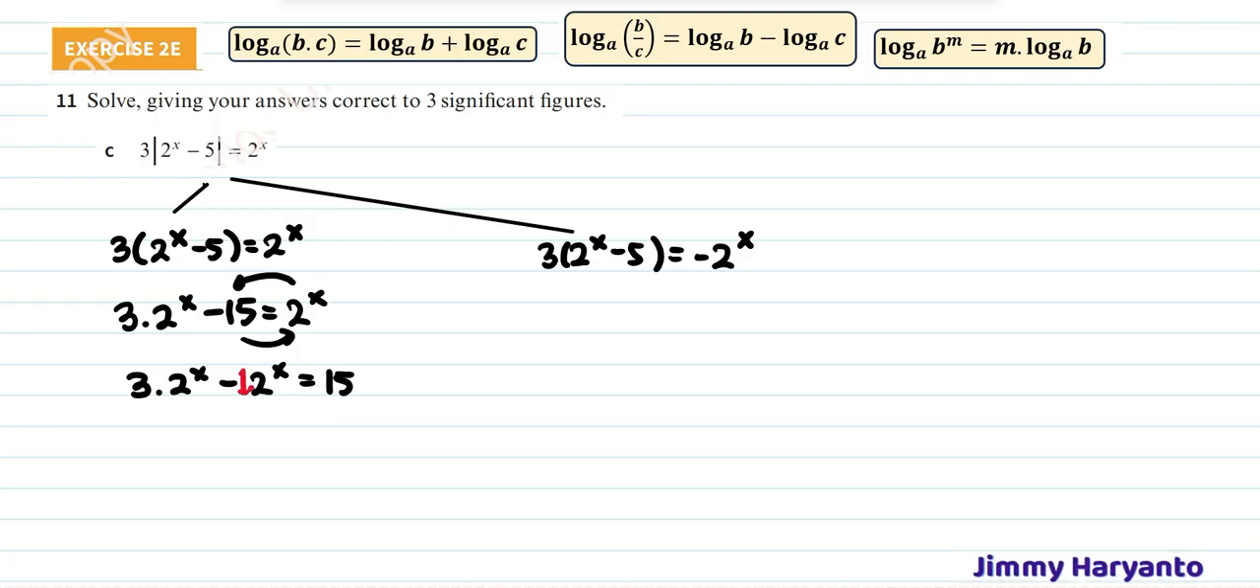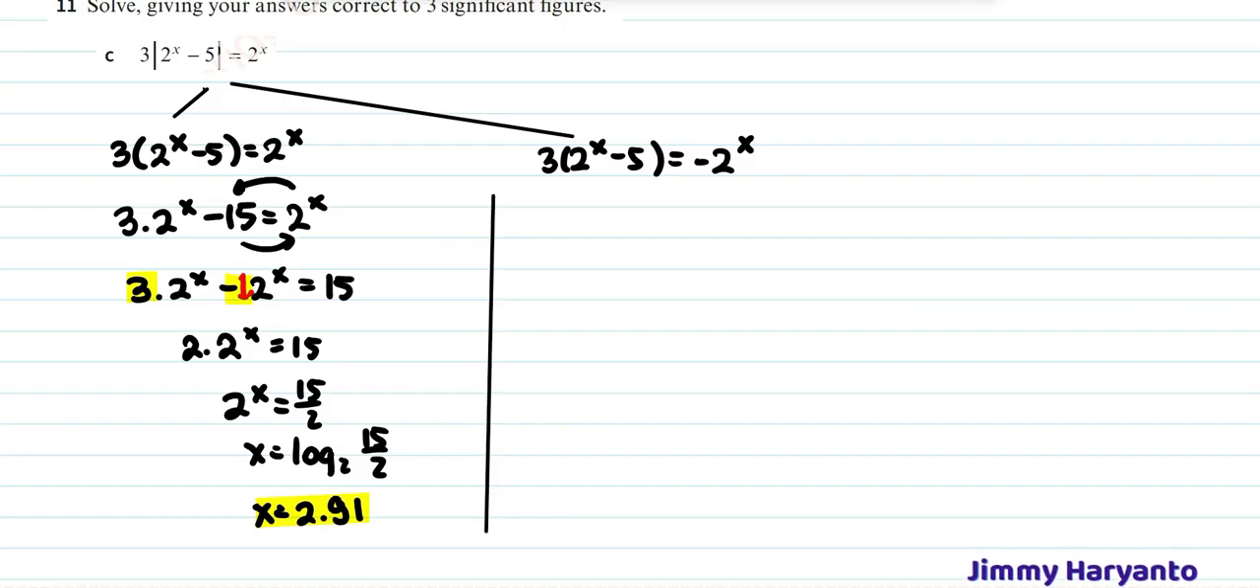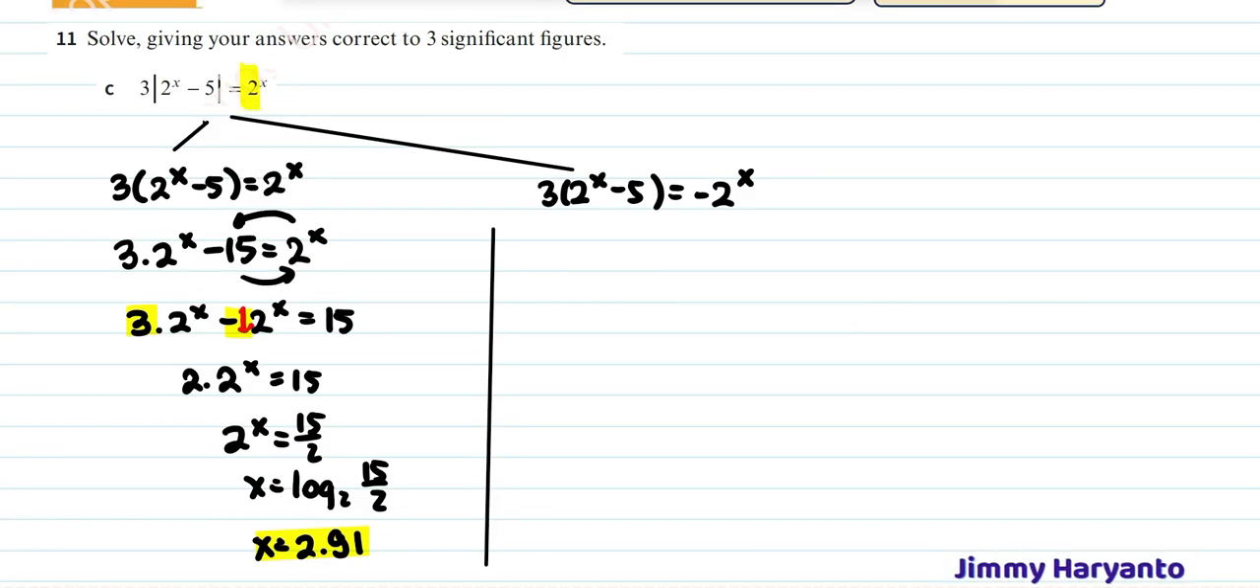Remember, we have 1 in front of this 2 to the power of x. That means we can subtract the 3 with 1. You will have 2 times 2 to the power of x equals 15. 2 to the power of x equals 15 over 2. x equals logarithm 2, and then 15 over 2. x equals 2.91. Not finished yet. That is probably one of our solutions, but we don't know yet. Since this is the second type of modulus equations, you have to double check your answers later.